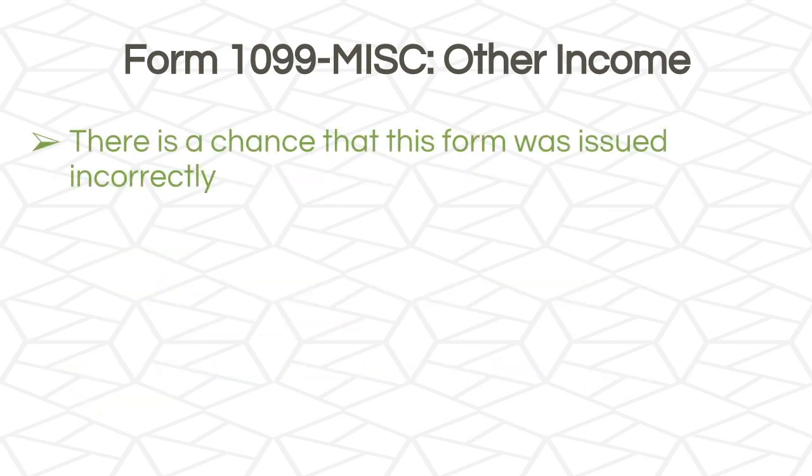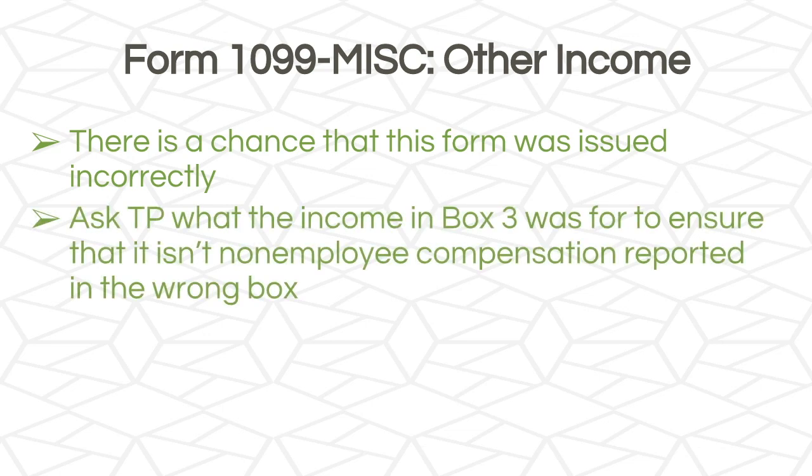So there might be a chance that the taxpayer's 1099 miscellaneous was issued incorrectly. When a taxpayer comes in with a 1099 miscellaneous and there is an amount in Box 3, we want to clarify with the taxpayer what that amount is actually for, mainly to ensure that it isn't non-employee compensation that should be reported in Box 7 and therefore carry to line 12. So just clarify with the taxpayer what the income is for, and it might be that their employer or the person who issued them the tax document had put the amount in the wrong box on the form. We see that fairly frequently.